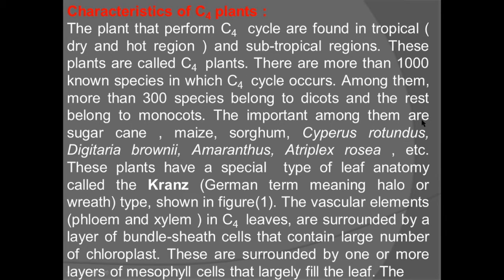The important among them are sugarcane, maize, sorghum, Cyperus rotundus, Digitaria brownii, Amaranthus, Atriplex rosea, etc. These plants have a special type of leaf anatomy called Kranz anatomy.